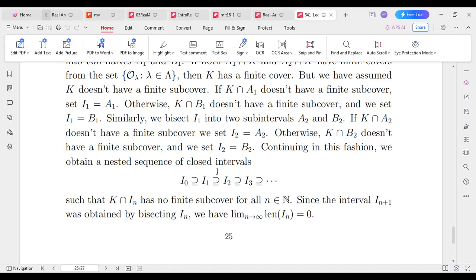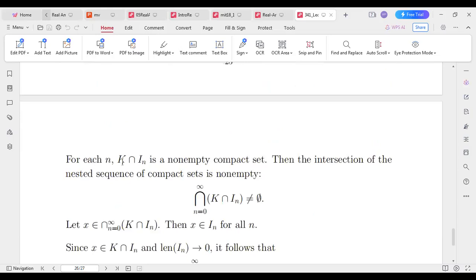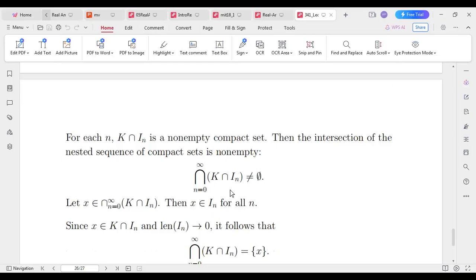I_n means what? I_0, I_1, I_2, I_3, and so on. So K ∩ I_n has no finite subcover for all n belongs to N. Since the interval I_{n+1} was obtained by bisecting I_n, we have the limit of |I_n| will be 0. For each n, K ∩ I_n is a non-empty compact set, then the intersection of the nested sequence of compact sets is non-empty. So the intersection of all these sets will be non-empty.